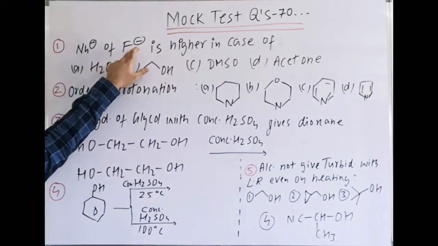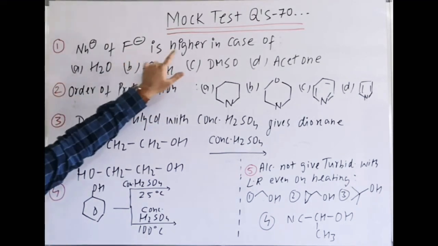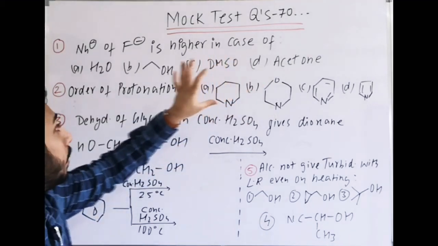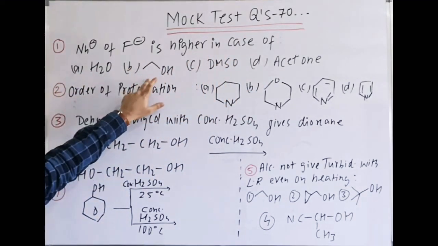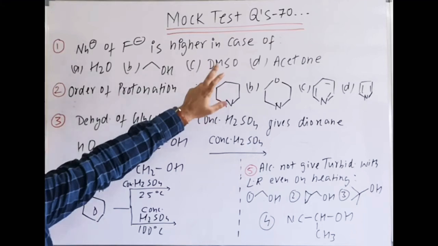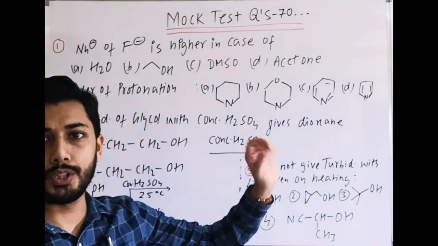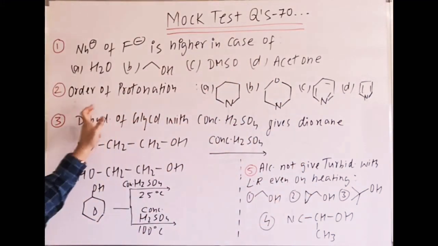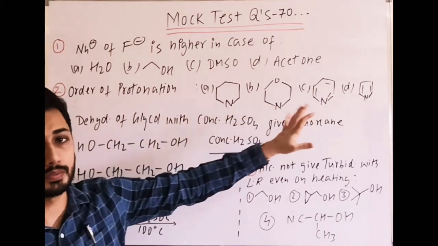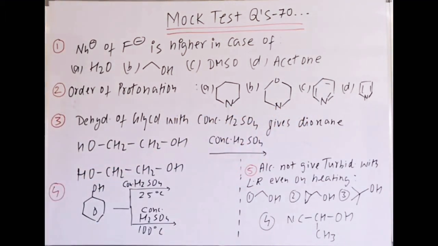nucleophilicity of F minus. The question is: nucleophilicity of F minus is higher in case of: water, ethanol, dimethyl sulfoxide (DMSO), or acetone. You can pause the video and try this question. The second one is order of protonation in these compounds. Okay, I am answering question number 1.